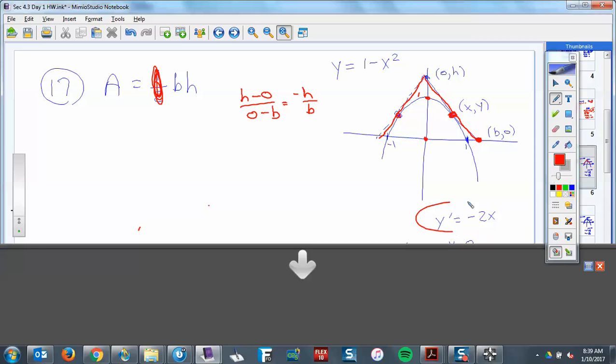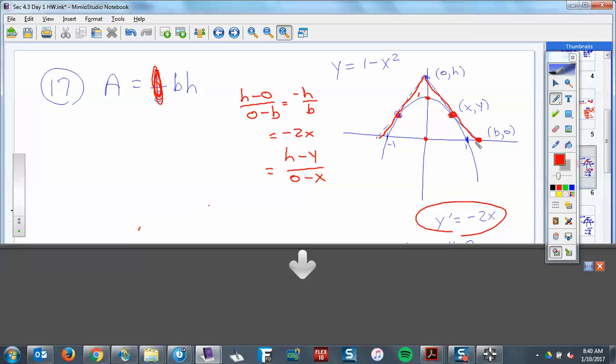Another way to do the slope, though, is the derivative of the parabola, right? The derivative of the parabola is negative 2x. That's also the slope of that line, right? Now, not only that, but I've got another point in here that I can do my slope with. All 3 of these points are on this line. So I could do h minus y and 0 minus x. That would be the slope of that line.